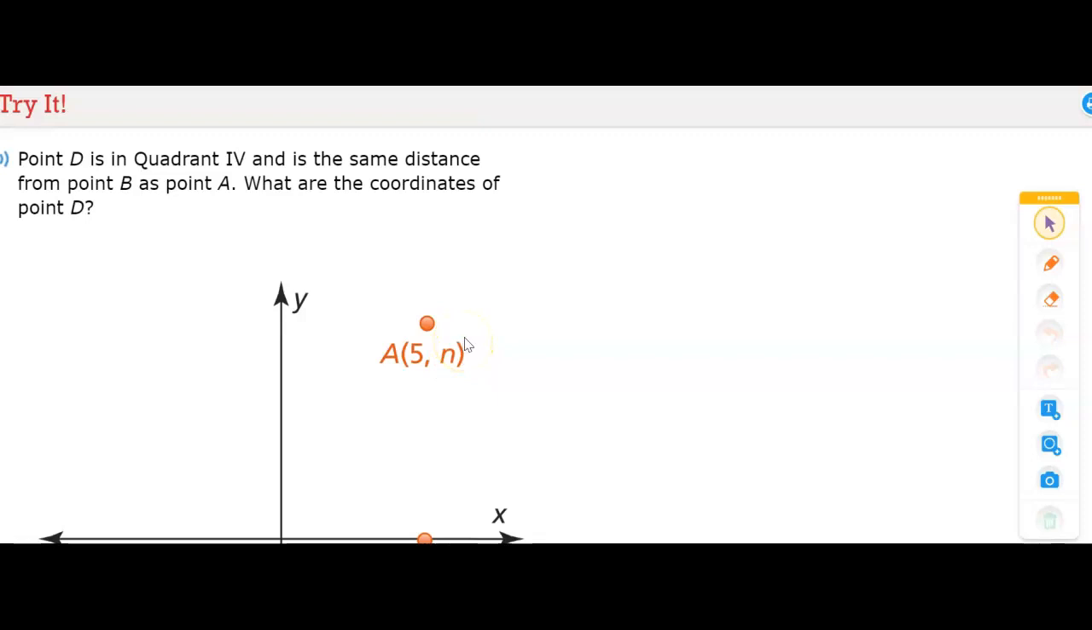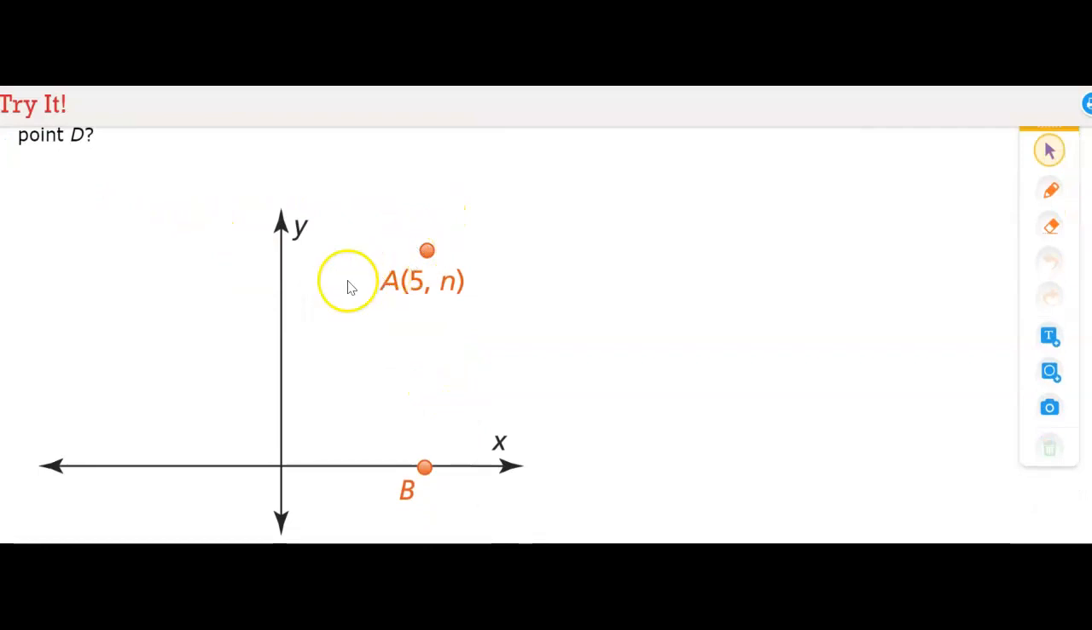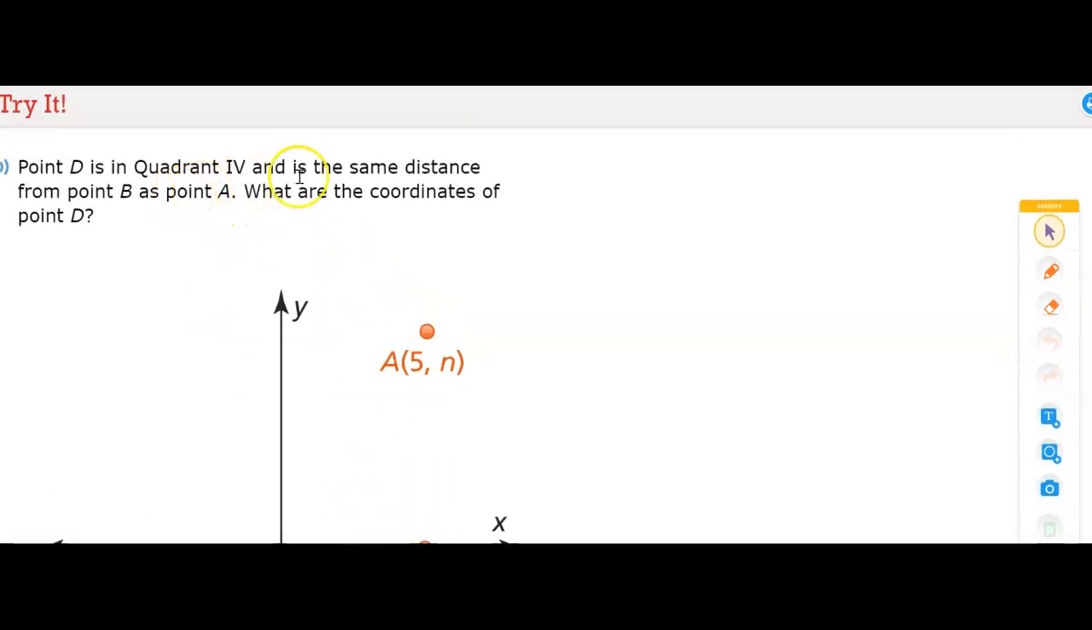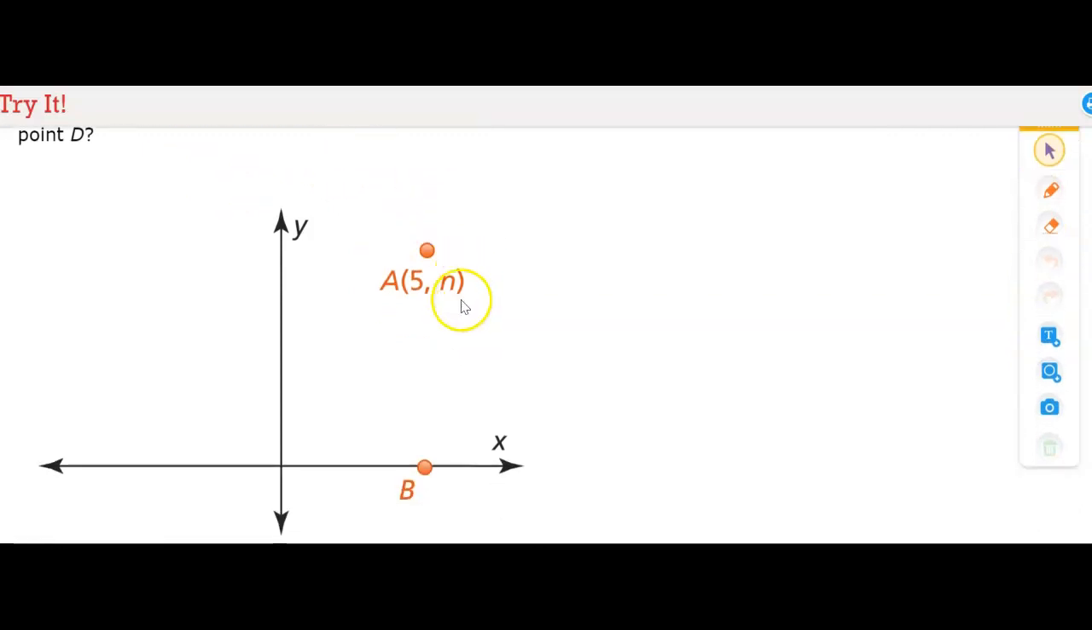So we know the distance between A and B is 7, and it says that D is in quadrant 4. So this is 1, 2, 3, 4. So 4 is down here. And it says it is the same distance from point B as point A.